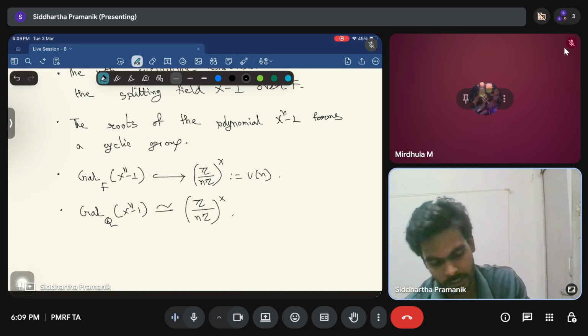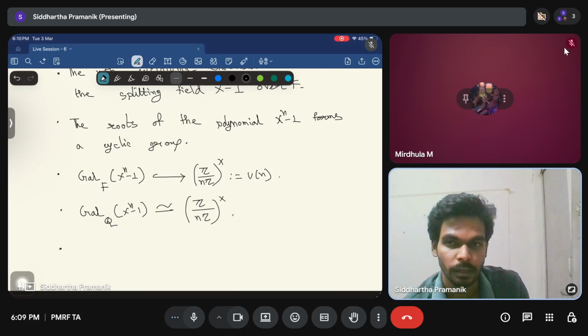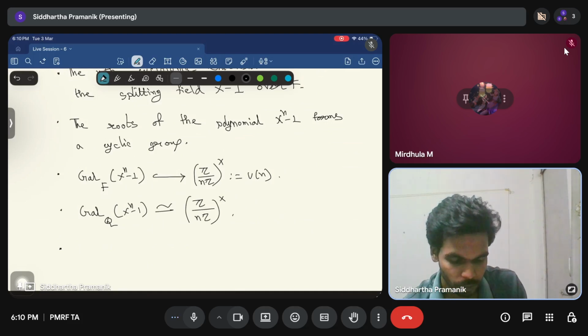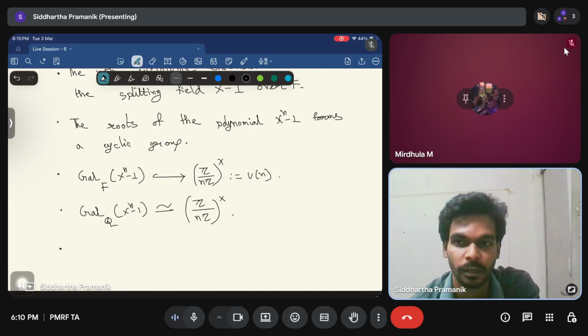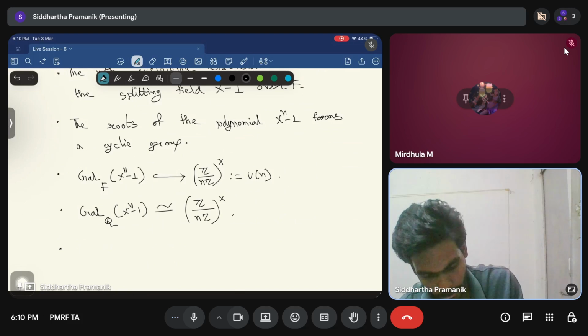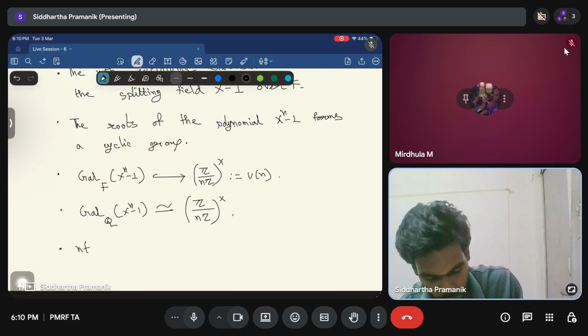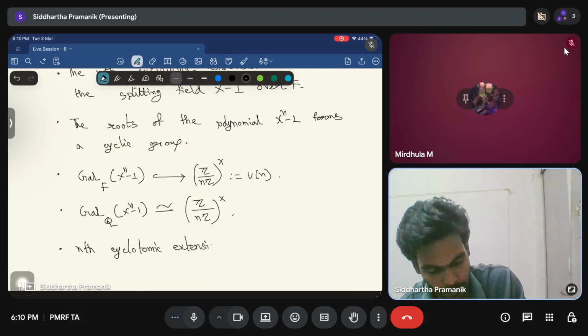In particular, this says that the nth cyclotomic extension is an abelian extension. That means it's a Galois extension, and the Galois group is abelian. This comes from the first fact. So the nth cyclotomic extension is abelian.